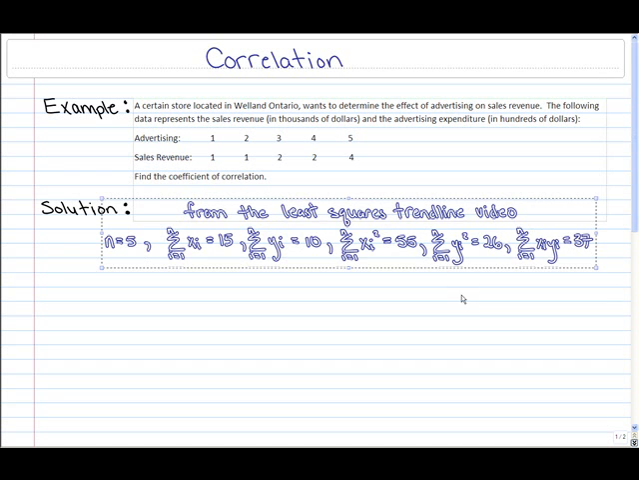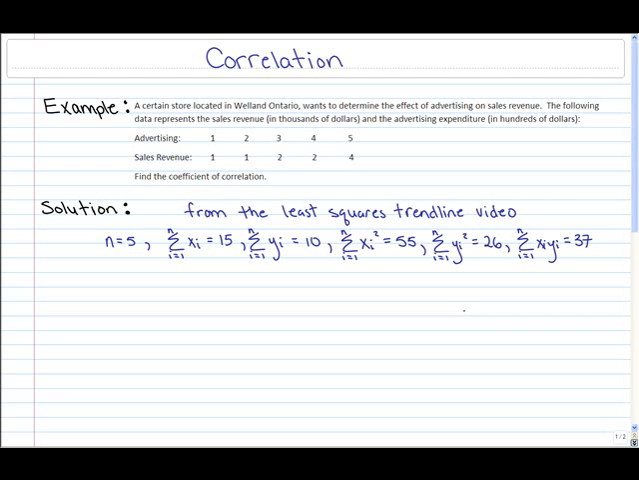Now from the least squares trendline video, we actually used this exact same set of data and we obtained these sums from that video. So go ahead and take a look at that video to see how we obtained those sums from this data. Now in this case, I'm labeling your sales revenue as your Y variable and your advertising as your X variable. Now with correlation, it really doesn't matter which one is labeled X and Y, but for the sums that you see here, I have labeled X as advertising and Y as sales revenue.